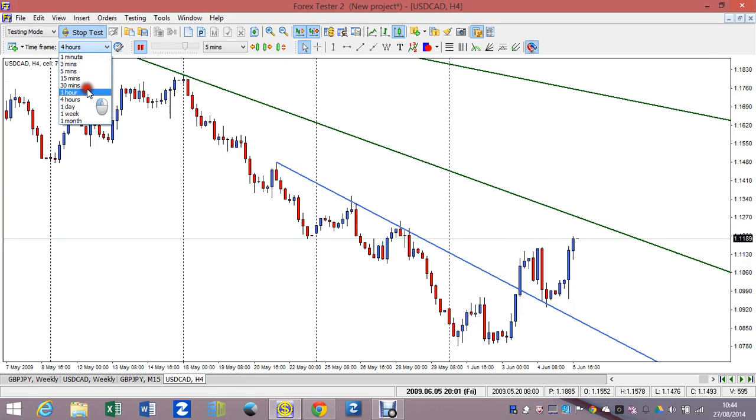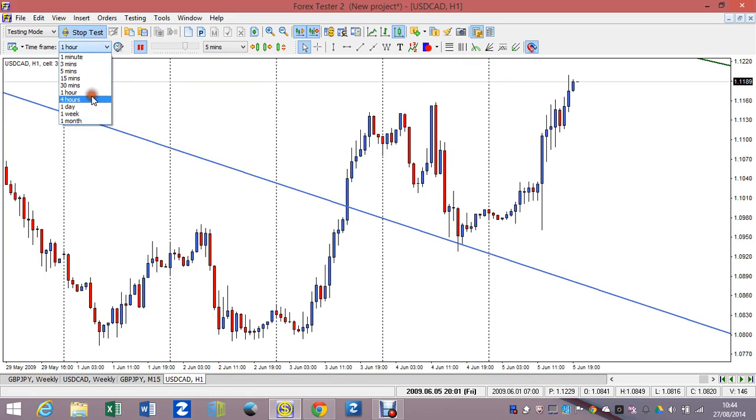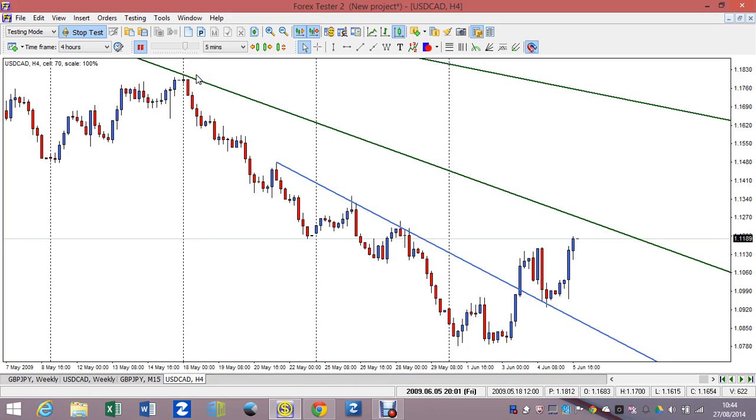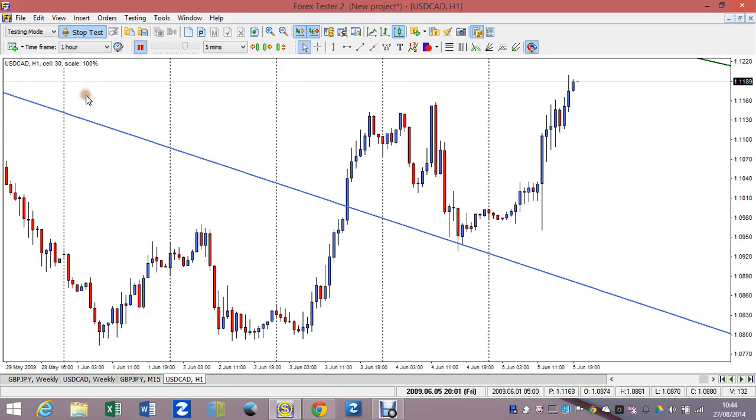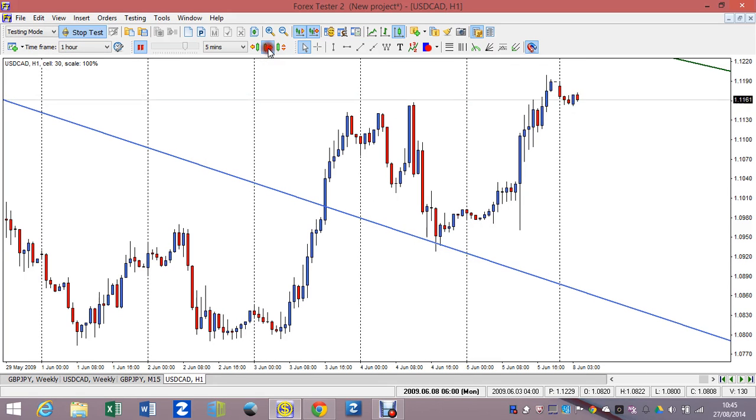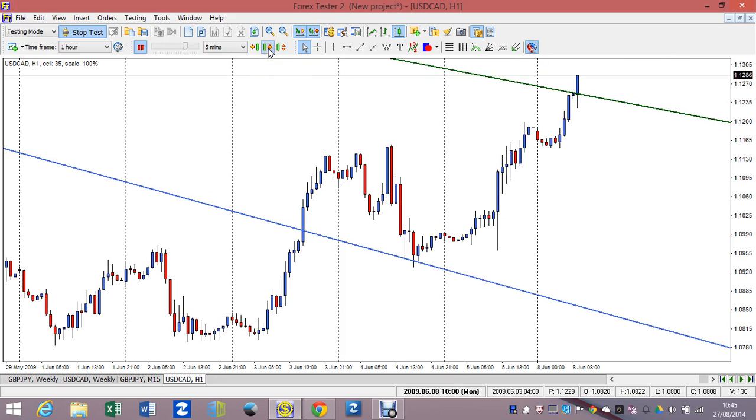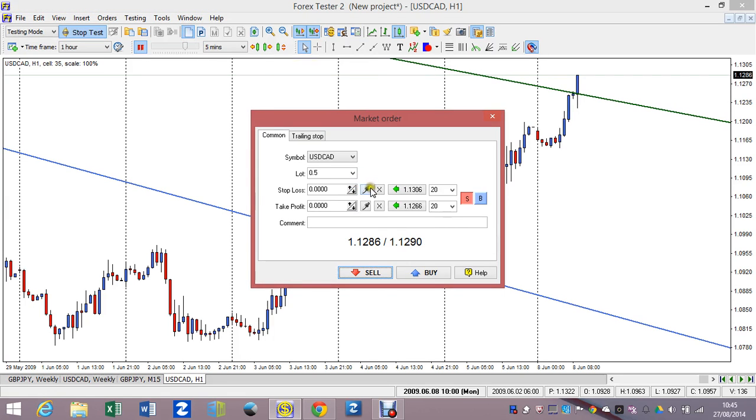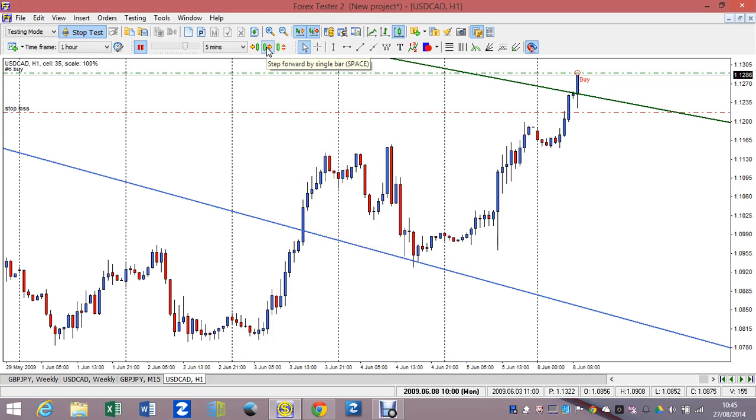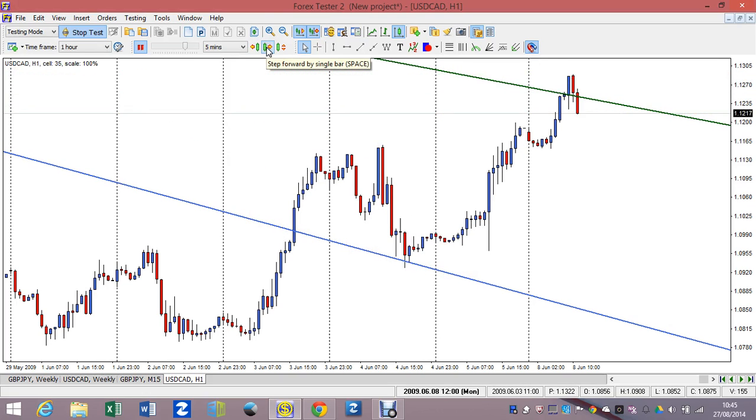I don't think the 1 hour is going to give us much else to work with. However, I might be interested at this green trend line on an hourly chart. Let's skip along. Okay, we're at the trend line and a break. Let's give it a shot. So this time we're buying. Taking it.